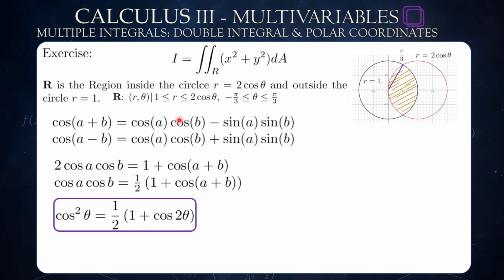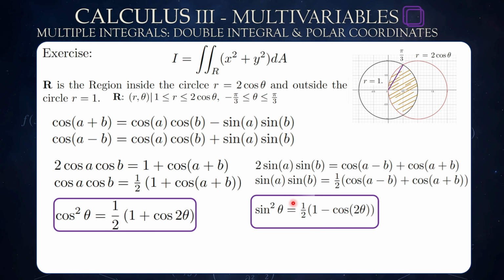So 2 cosine a cosine b is equal to cosine a minus b, which when a equals b is cosine 0, which is 1, plus cosine a plus b. So cosine a cosine b is equal to 1/2 times 1 plus cosine a plus b, and when a equals b equals theta, cosine squared theta is equal to 1/2 times 1 plus cosine 2 theta. The same thing for sine squared theta. So sine squared theta is equal to 1/2 times 1 minus cosine 2 theta.